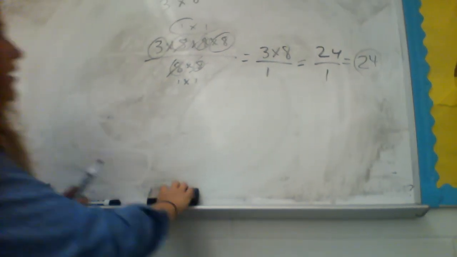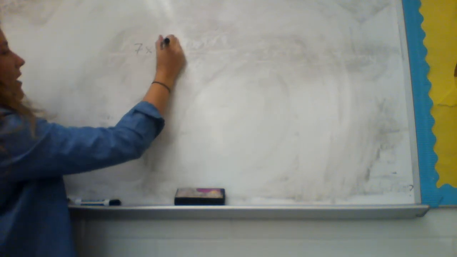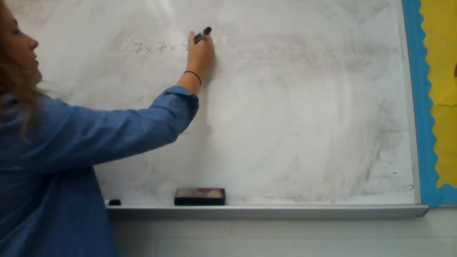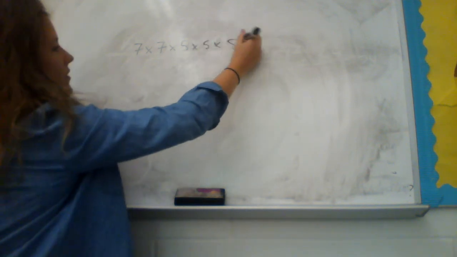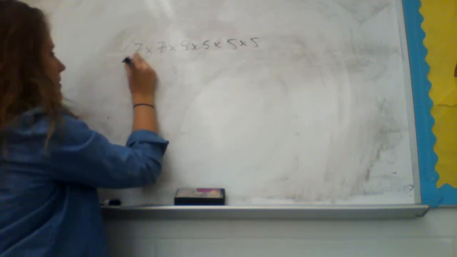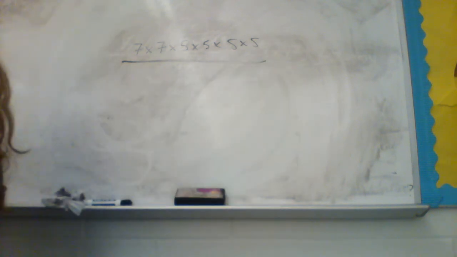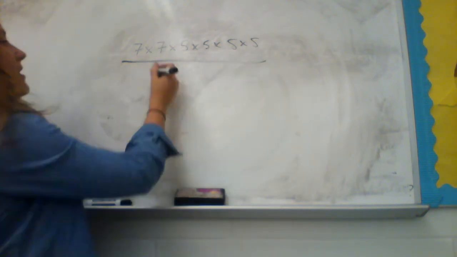Let's give 2 more examples. 2 more try. The next one is 7 times 7 times 5 times 5 times 5 times 5. And that's going to be divided by 7 times 7 times 7 times 5.